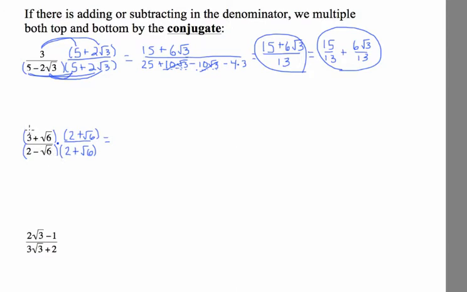Now just a bunch of icky distributing to get our answer. 3 times 2 is 6. 3 times root 6 is plus 3 root 6. Plus 2 root 6. Plus regular 6.